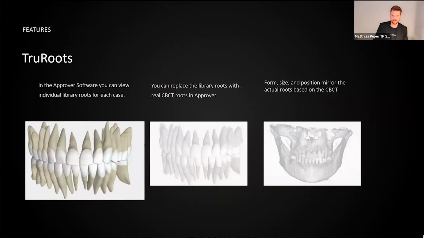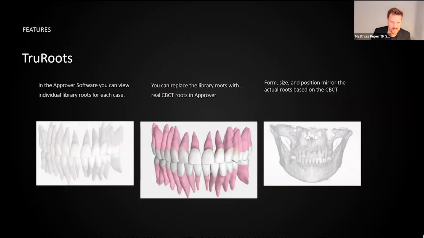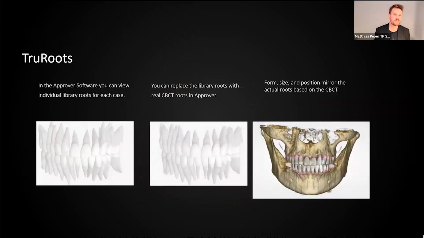True roots. In the Approver software, you can view individual library roots for each case. You can replace the library roots with the real CBCT roots in the Approver. And of course, form, size, and position mirror the actual roots based on the CBCT. So as we all know, also for Spark, we have the chance for CBCT integration.